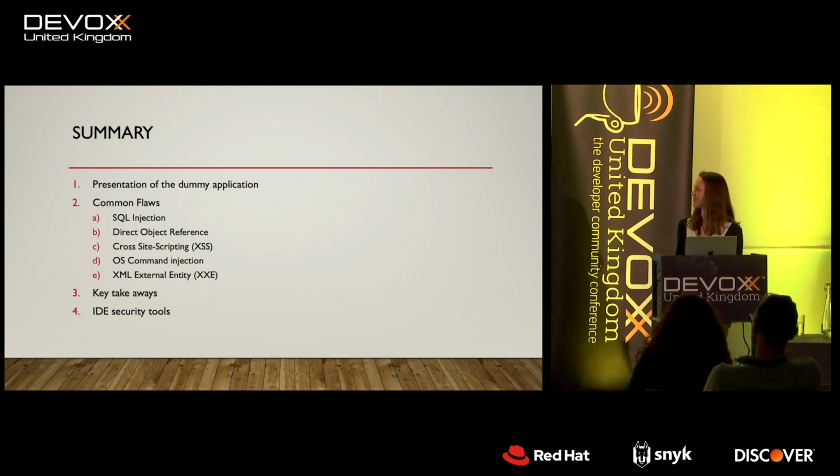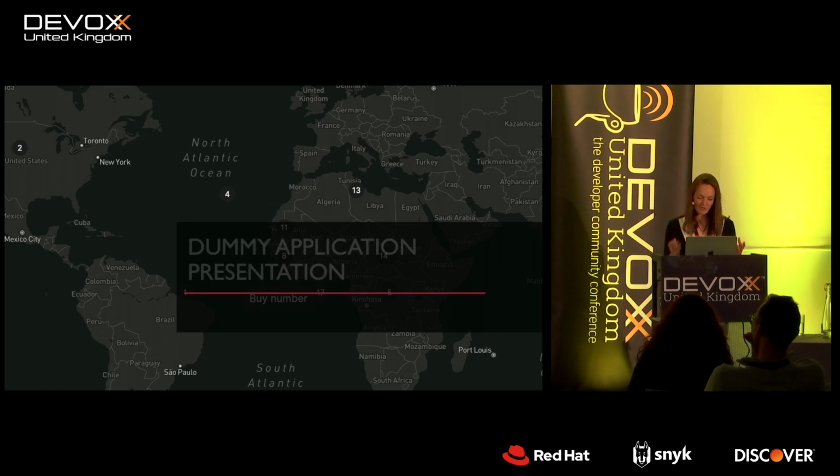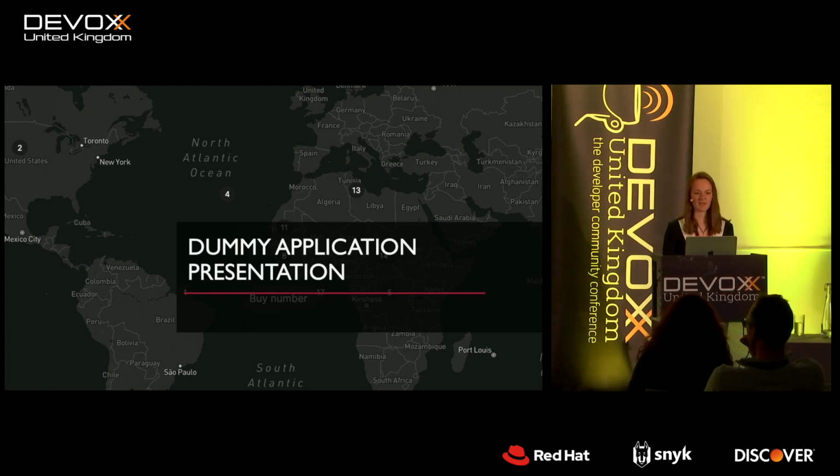So today we're going to talk first about the presentation of the dummy application that I developed for this talk, and then we're going to move on to the common Java flaws, starting with SQL injection, then insecure direct object reference, cross-site scripting, OS command injection, and XML external entity. Then we'll have a few breaks with the key takeaways, and finally I'll demo some of the IDE security tools that we're using. So let me first show you my dummy application.